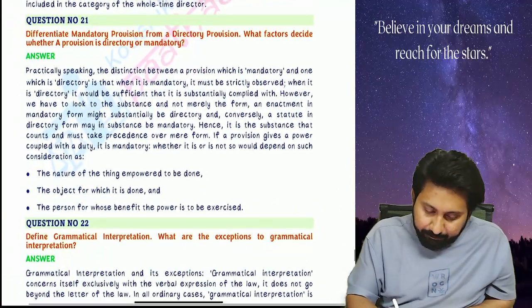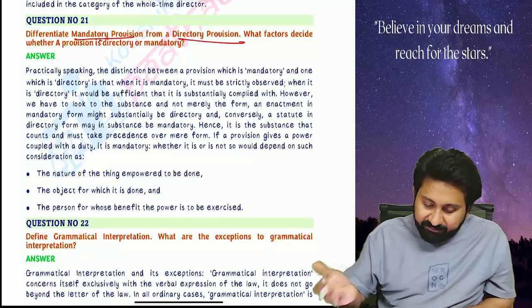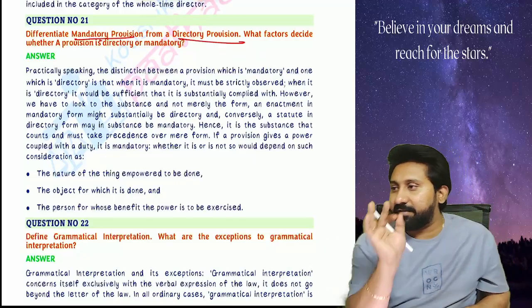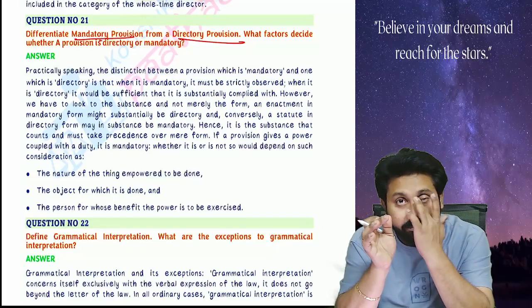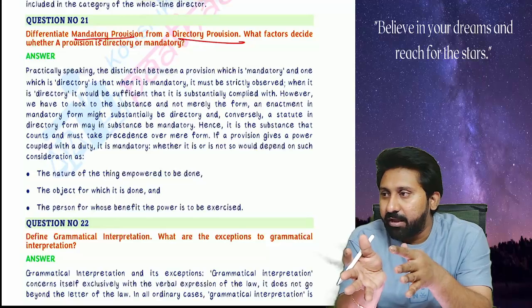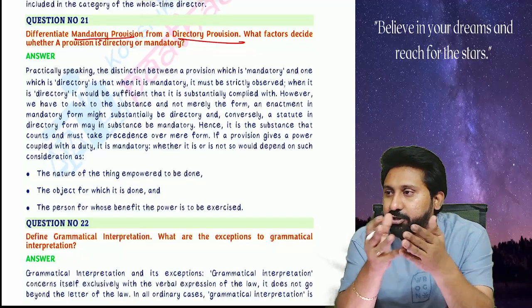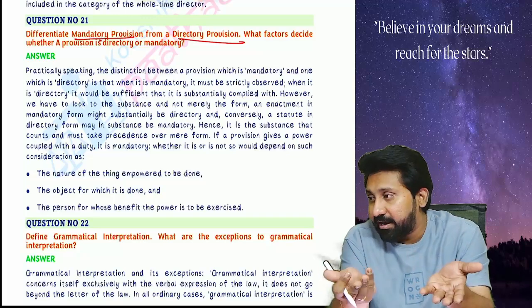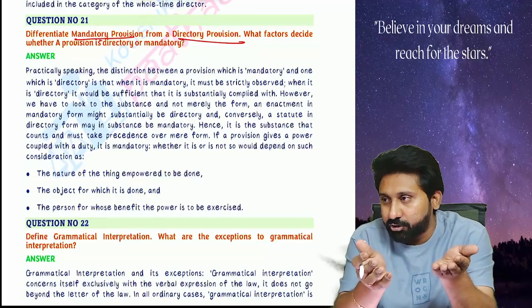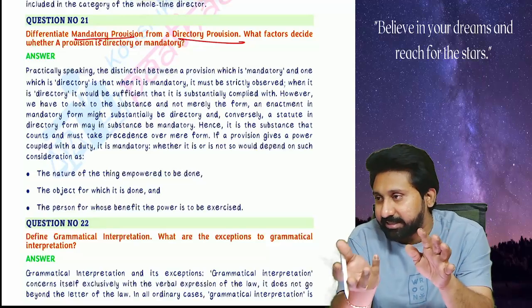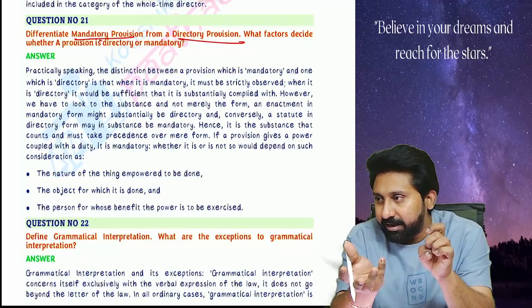Next, mandatory provision and directory provision. Just now we discussed this. There are two types of provision: one is a mandatory provision and one is a directory provision. When it should be strictly followed, it is called mandatory. And if you follow it substantially, it is called a directory provision. Understood? So one has to see the substance, not the mere form of a particular section.